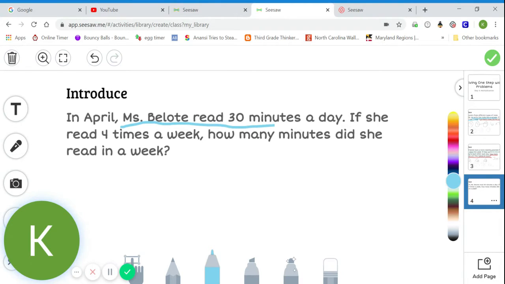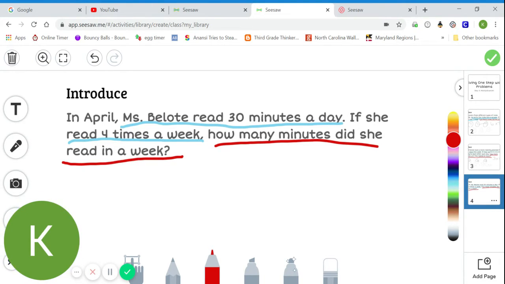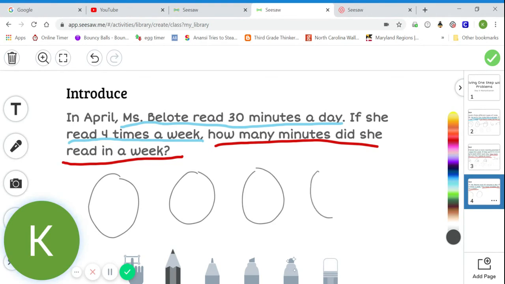For one, I know I read 30 minutes a day, and I chose to read 4 times a week. But my question is asking me how many minutes did she read in a week? That means I need to have 4 groups to represent my 4 times. One time I read, the second time I read, the third time I read, the fourth time I read this week. And I need to put 30 in each group because that's the number of minutes I read each day. 30, 30, 30, and 30.